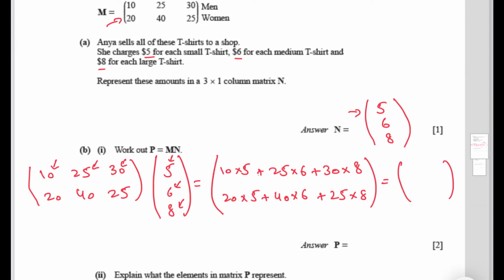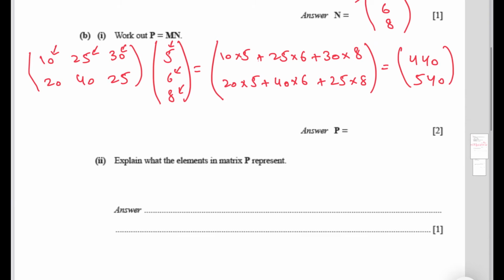So 10 by 5 plus 25 by 6 plus 30 by 8 gives us 440. Let's look at the next one. 20 by 5 plus 40 by 6 plus 25 by 8. This would give us a value of 540. Okay, so the matrix is 440 and 540. The next part says explain what the elements in matrix P represent. These two elements represent the value of sales done for men and women's t-shirts by Anya.